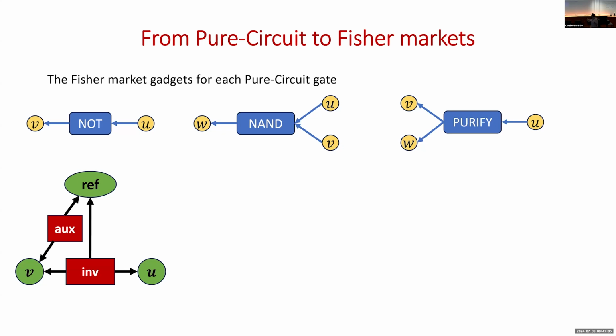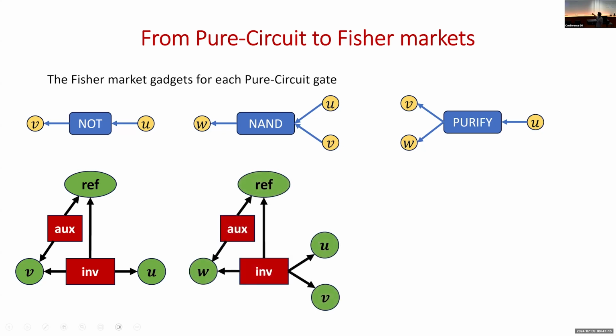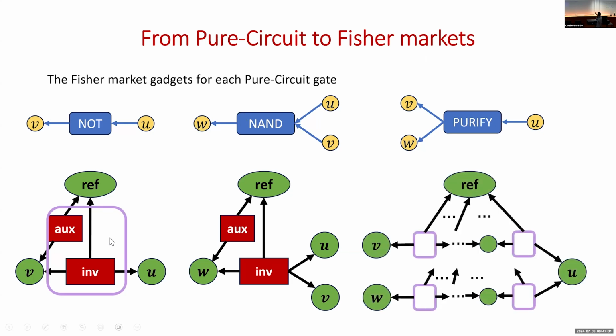The reference good is one big good that everyone likes, and it's there for technical purposes. It doesn't play any other role. So you just focus on these little goods here. And the NAND gate looks like this. It's basically a generalization of the NOT gadget. It has these two input goods and one output good. And the Purify gadget uses many NOT gates in a chain. It starts from an input U and has two chains of NOT gates that lead you to V and W. And of course, everyone is interested in the reference good.